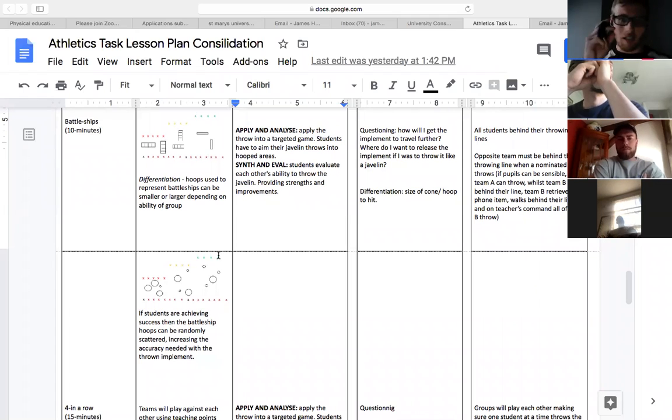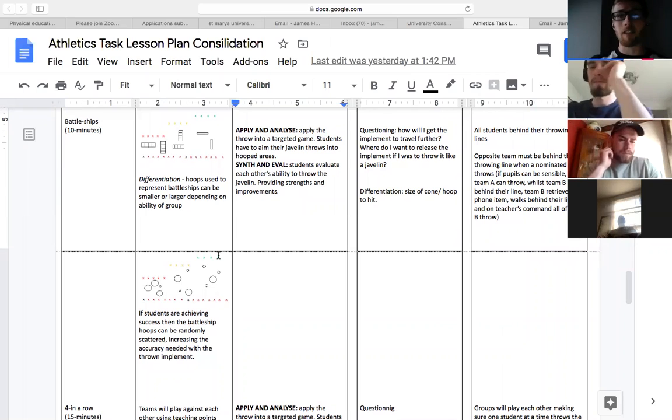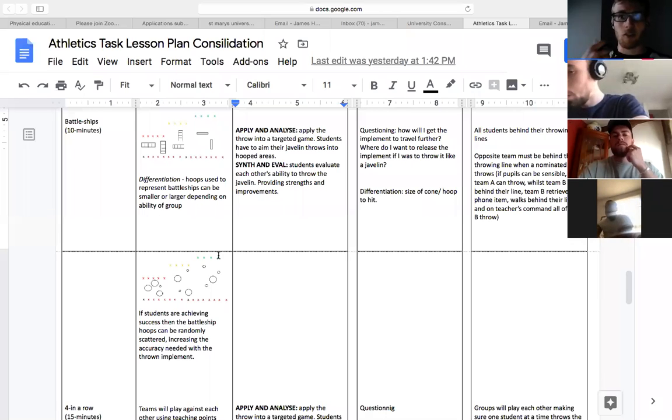Students in zones B and C would have smaller targets to hit, so you're still stretching those gifted and talented pupils. Plus, they're working within a bigger zone, so not only do they have to throw it further, but they have to be more accurate. So the differentiation here for the higher ability students is that we could use smaller hoops.